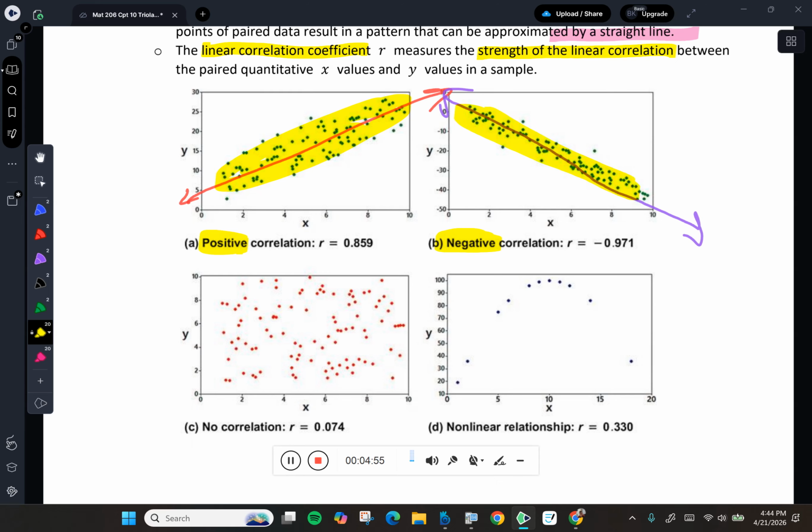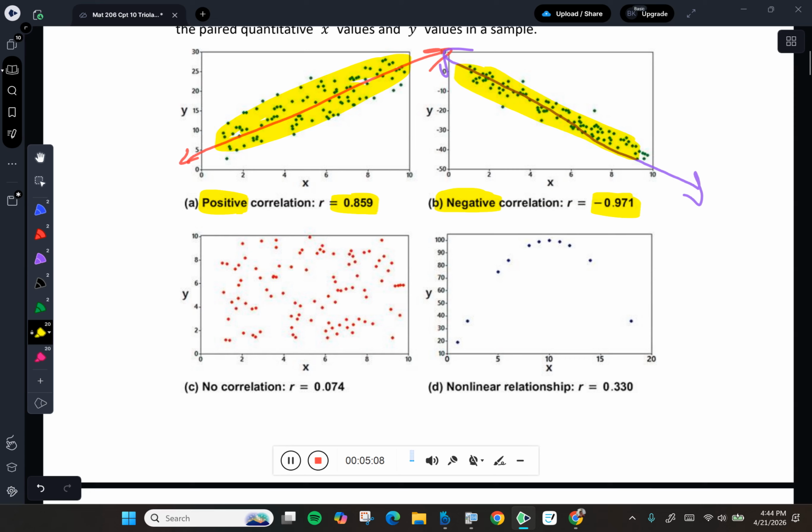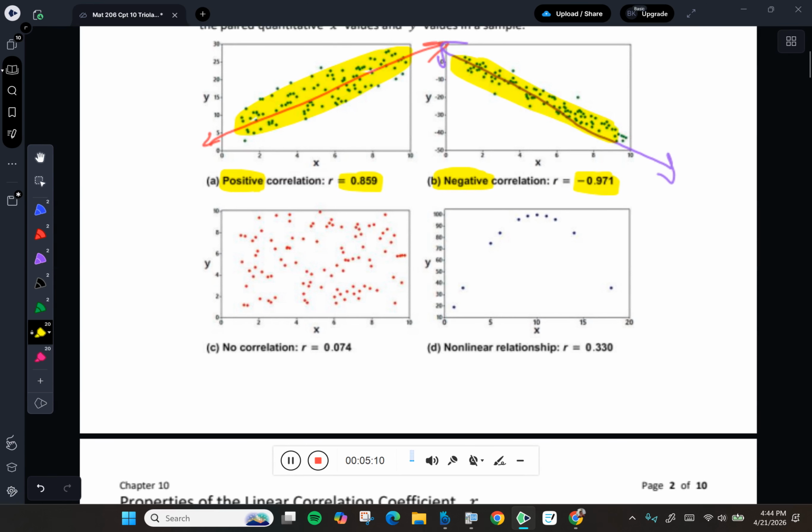Okay. The one over here on the left has a correlation of 0.859. The one on the right has a negative correlation of 0.971. Basically, what we're looking for here is a correlation as close as possible to either +1 or -1. Close to +1 is a strong positive correlation, and closer to -1 is a strong negative correlation.